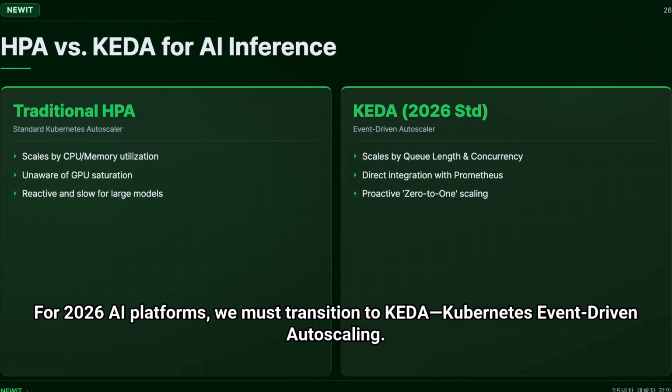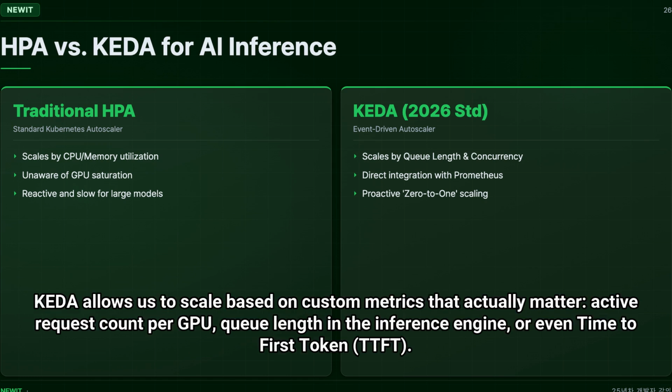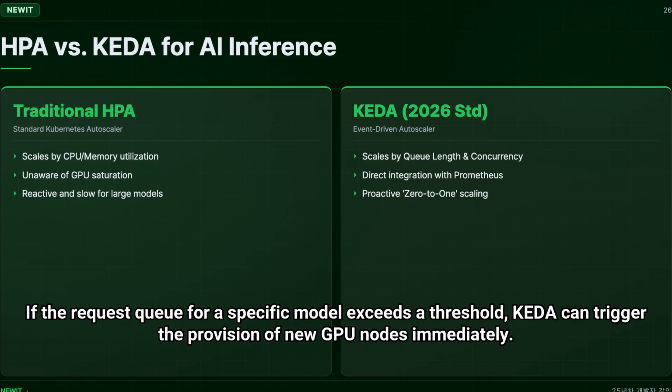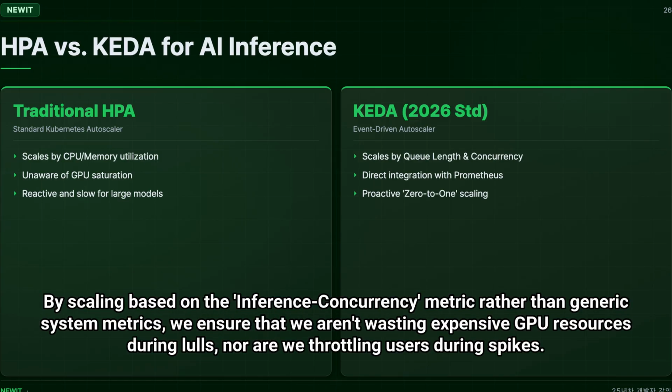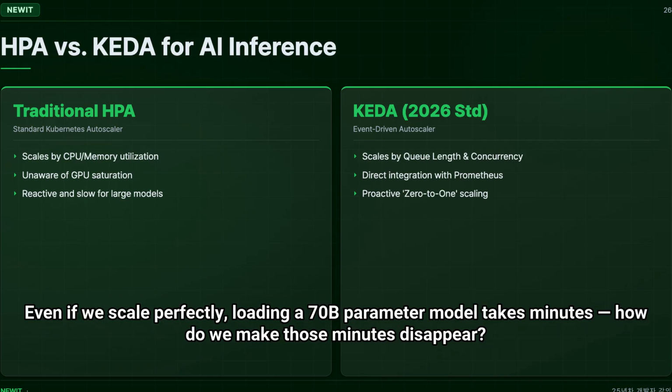For 2026 AI platforms, we must transition to KEDA, Kubernetes event-driven autoscaling. KEDA allows us to scale based on custom metrics that actually matter: active request count per GPU, queue length in the inference engine, or even time to first token, TTFT. If the request queue for a specific model exceeds a threshold, KEDA can trigger the provision of new GPU nodes immediately. By scaling based on the inference concurrency metric rather than generic system metrics, we ensure that we aren't wasting expensive GPU resources during lulls, nor are we throttling users during spikes.